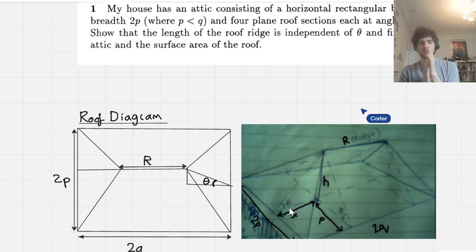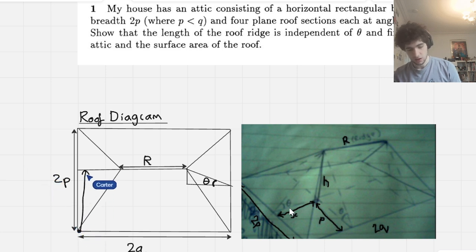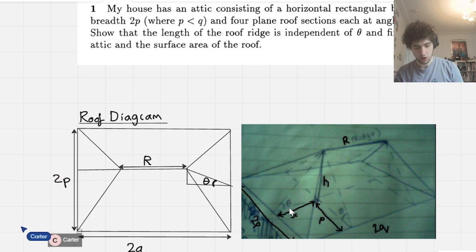So the first place to start is by looking at the diagram on the right and seeing where our ridge is, right? So we have our ridge. It's halfway along the breadth of the rectangular base. So, in other words, what we know is that if I were to walk from this end of the rectangular base all the way to r in a straight line, I'd be walking along a distance p, right?